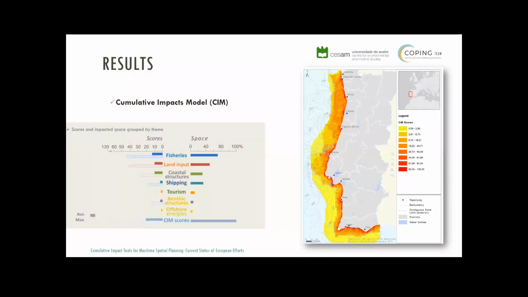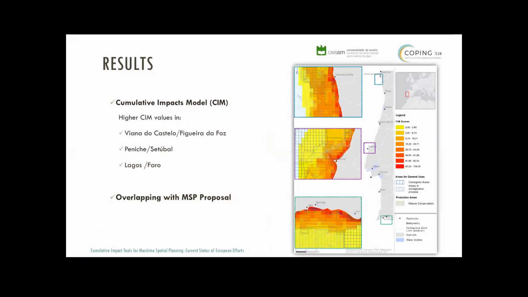We divided the activities and uses into main themes, and we noticed that fisheries showed the highest average scores and impacted space, followed by a theme that we call land input, which meant all the activities related with land discharges, water quality, dredging, marine litter, and so on. Higher values were obtained in the north stretches from Viana do Castelo to Figueira da Foz, in the center region between Peniche and Setúbal, and in the south coast in Lagos to Faro.